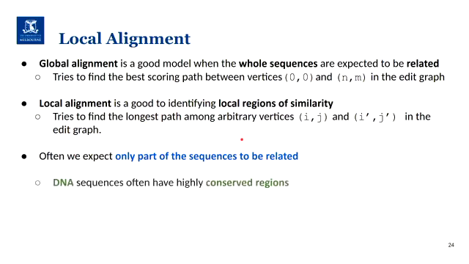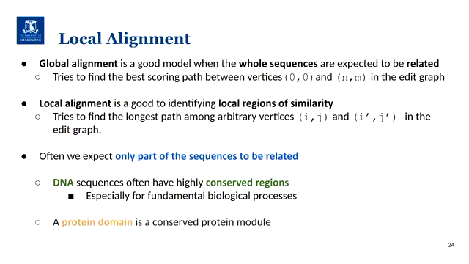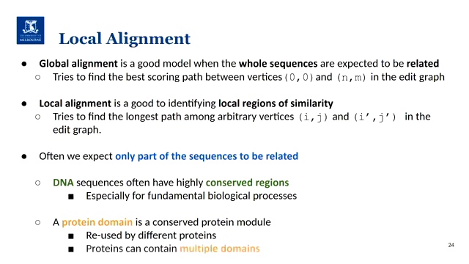And this is very important because often we expect only part of the sequence to be related. For instance, we can have DNA sequences that often have highly conserved regions, especially for fundamental biological processes that will be more conserved than the rest, and that's true for protein domains as well. You can consider a domain as a biological module that can be, for instance, reused by different proteins. So you're looking at a very specific region. And you also have proteins that contain multiple domains.